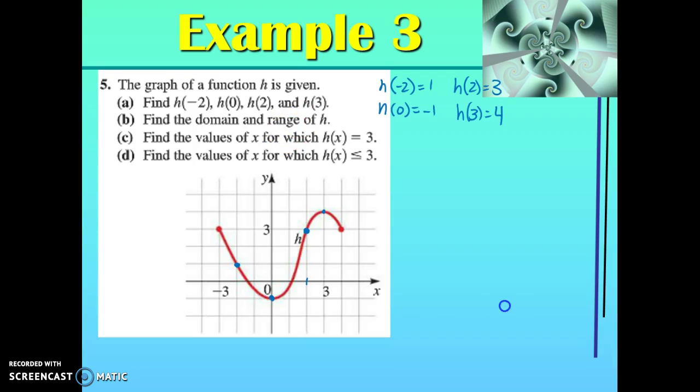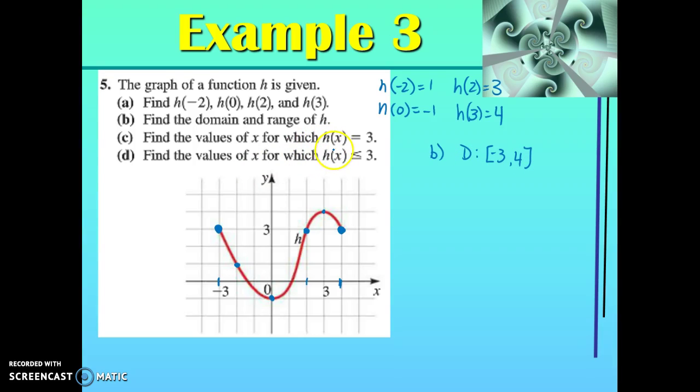My domain. Notice that this has abrupt stops. That's a closed circle, that's a closed circle. So this does not go on forever. My domain starts at -3 and it ends at 4. So the domain of this problem is going to go from -3 inclusive all the way out to 4 inclusive.